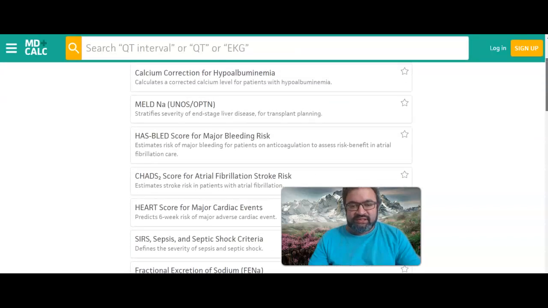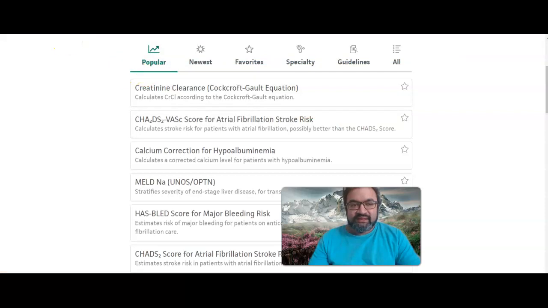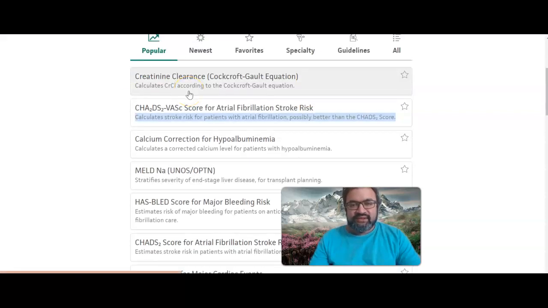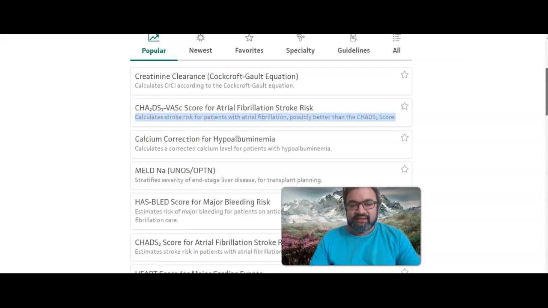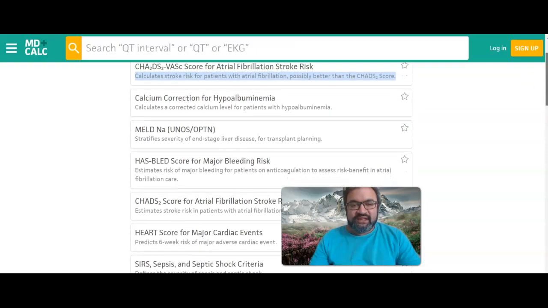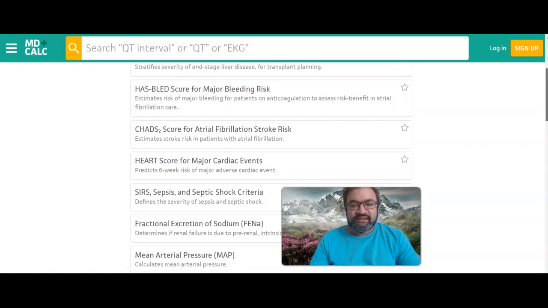The first one is something I use all the time, the Calc. This is a measure of creatinine clearance and glomerular filtration rate that can be equated from that. And in my research, I'm almost always using that. There's some CHADS2 scoring for atrial fibrillation, which is worth looking at.